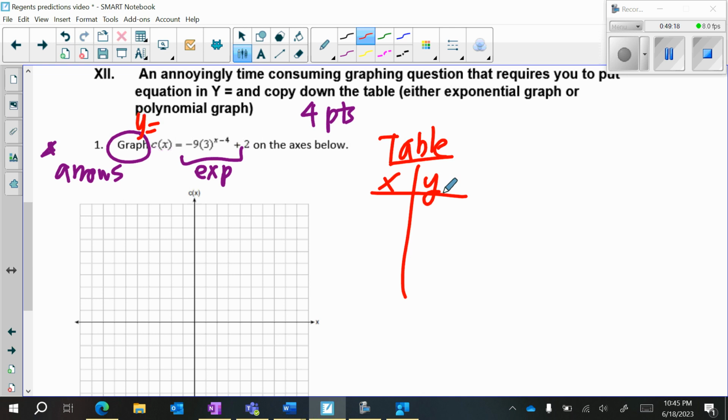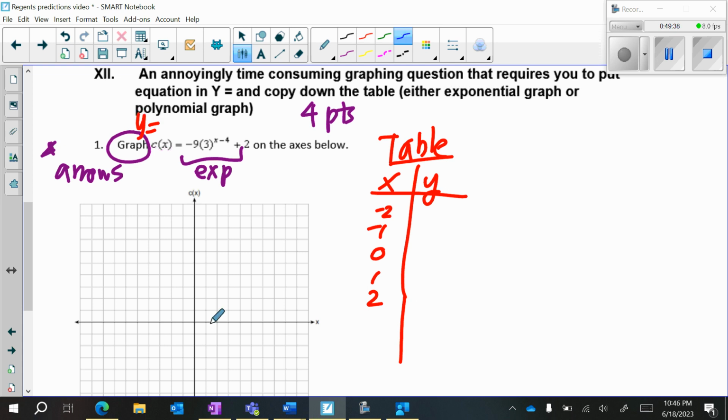The people who are like, why do I have to copy down a table? Just do it, okay? How many points? It's up to you. I like about 5 points: -2, -1, 0, 1, 2. Maybe do a little more than that. Pick some that are nice points, okay? And copy those down. Why? You have 3 hours. Just copy down the table, please.